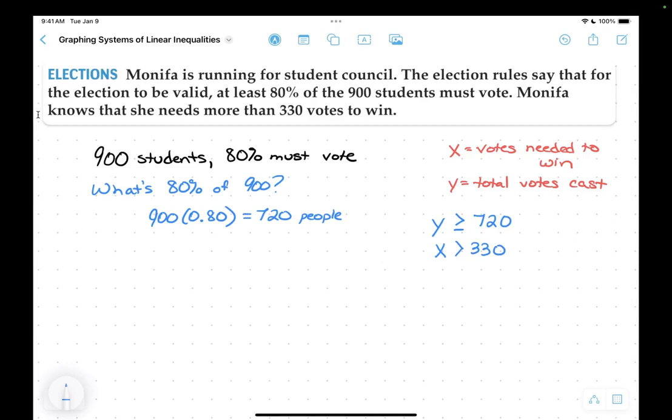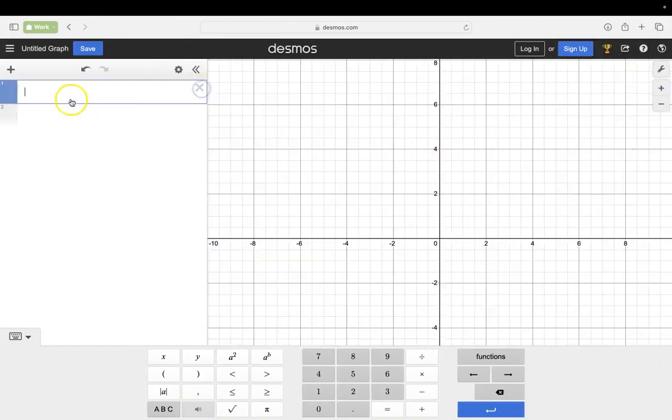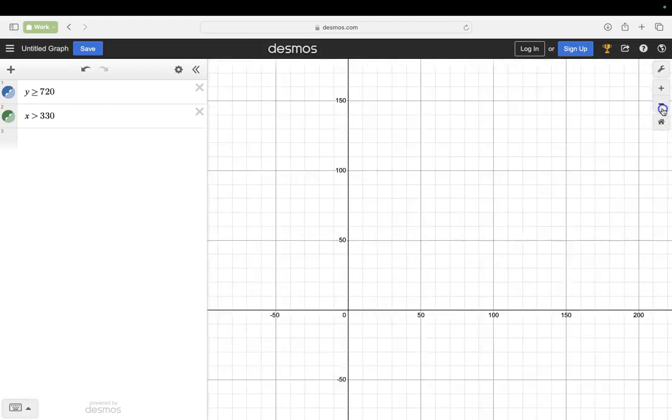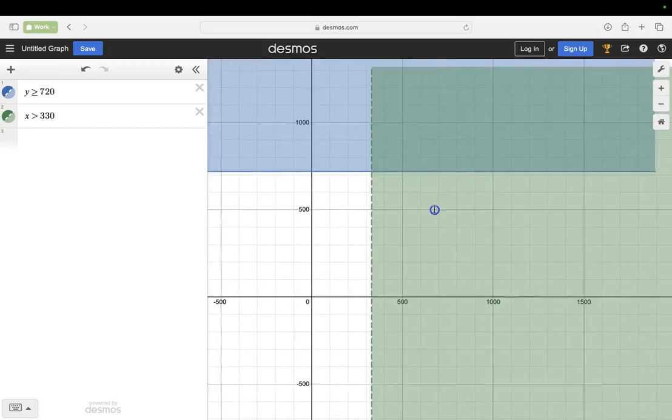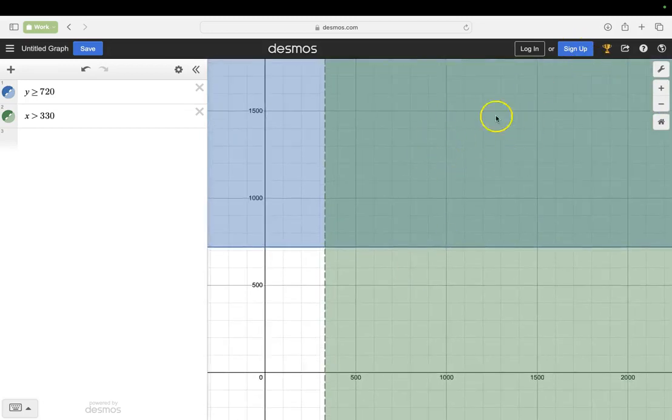And we may think that these two inequalities are good enough, but they're not. Let's take a look at the graph and see why just these two alone, although they are correct, are not enough. So y is greater than or equal to 720, and x is greater than 330. I'm going to have to zoom out quite a bit to see my graph, because this is in the hundreds, right? So let's zoom way out. Okay, so the overlap is where the possible solutions are. Anything in this area is a possible solution.